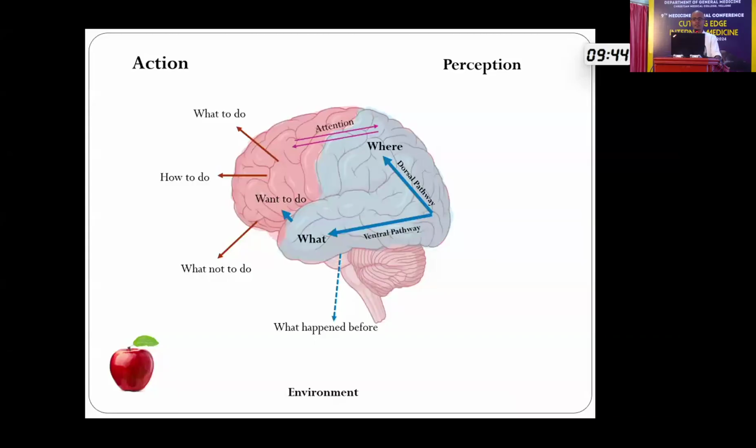Similarly, the same information goes to the parietal lobe through what is called the dorsal pathway. And the parietal lobe has a concept of space, concept of view, concept of where your hand is, and says, that looks like an apple and maybe I can reach it if I want to.